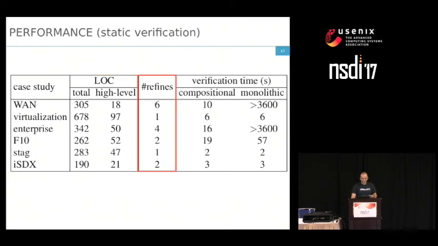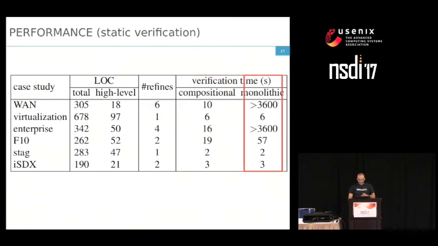So depending on the structure and the complexity of the network, it took between 1 and 6 refinements to get from the abstract spec to the implementation. So compositional verification was very efficient. We were able to verify all of these designs in only a few seconds.